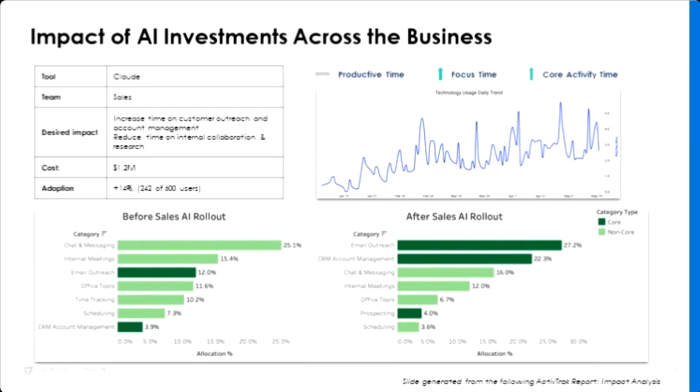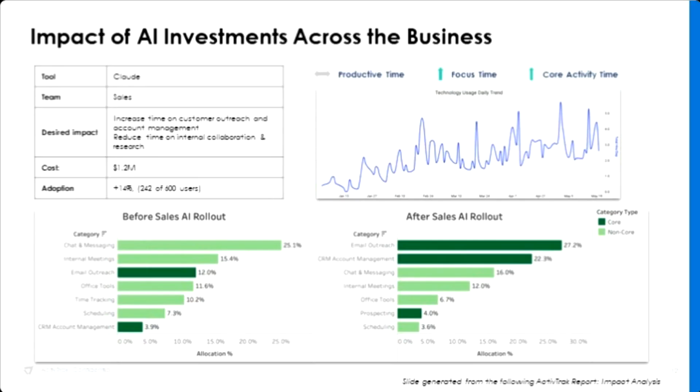All right, so if we take a look at a couple of key reports that have an impact in the executive discussions that need to be had, one that I want to make sure I raise is the ability to show a single piece of technology's impact on people's work habits. In this case, you can see that in this particular example, this is looking at a sales team that was introduced to an AI tool that was really intended to reduce the time they were spending on non-core activities and increase the time they were spending on core activities.